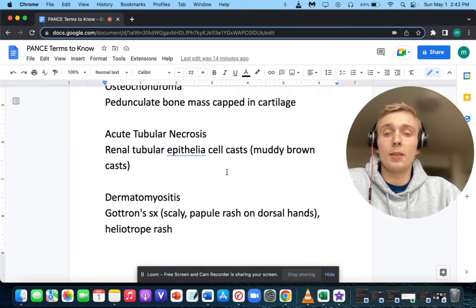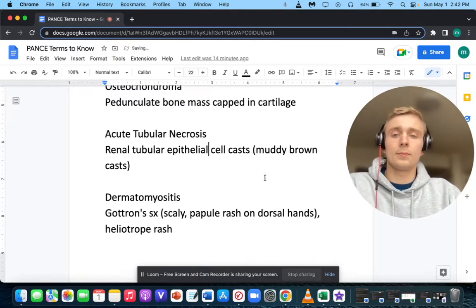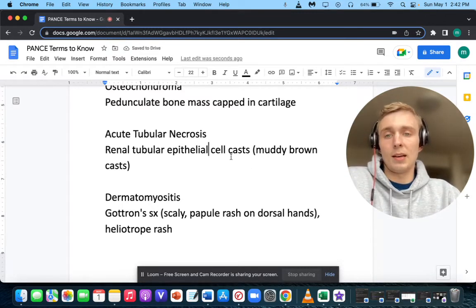Renal tubular epithelial cell casts, and these are muddy brown casts. So renal tubular epithelial casts, muddy brown casts. That would be ATN again. So acute tubular necrosis.